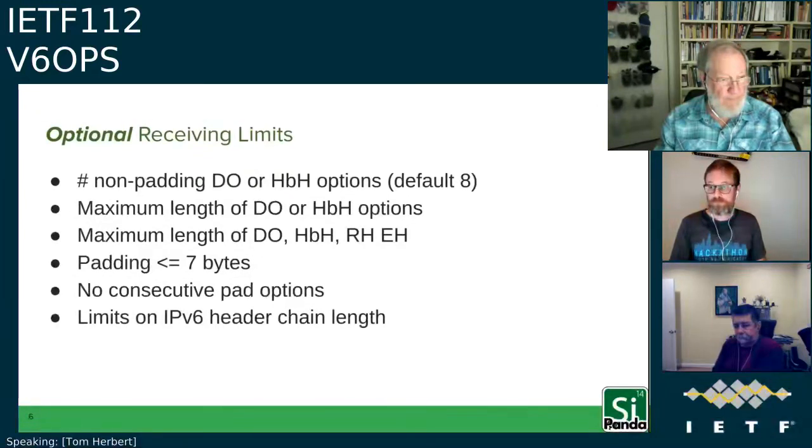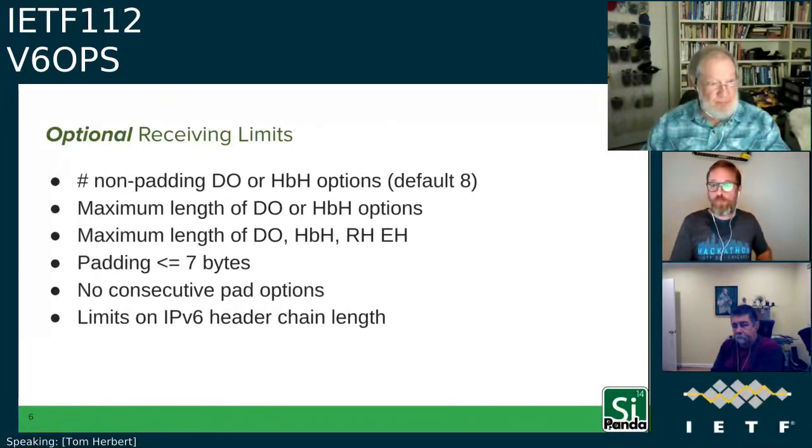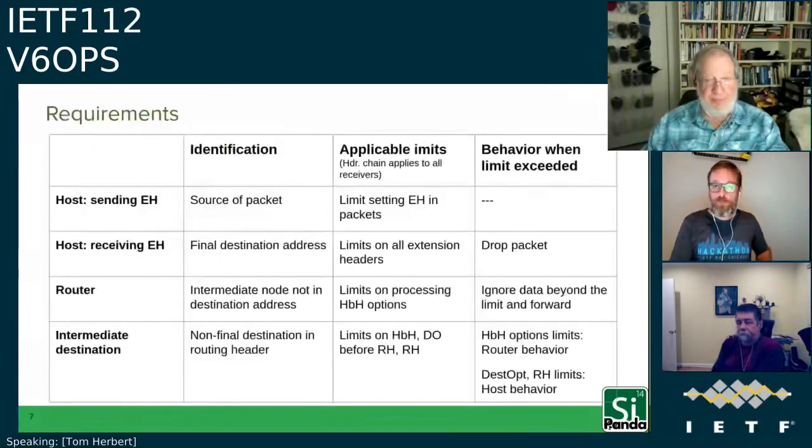Receiving limits are the same thing, but the difference is that receiving limits are optional. Obviously a host can receive all hop-by-hop options, all destination options, or a router can. But if someone so desires, they could put limits on these. The default limit, for instance, for the number of destination options or hop-by-hop options would be 8. And again, there are default limits on padding and the IPv6 extension header length.